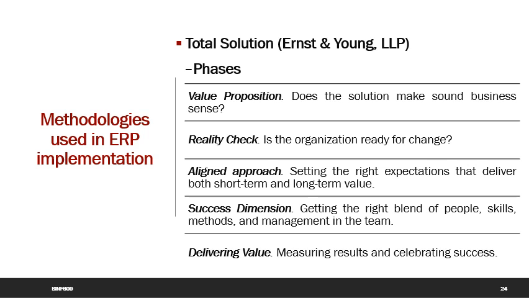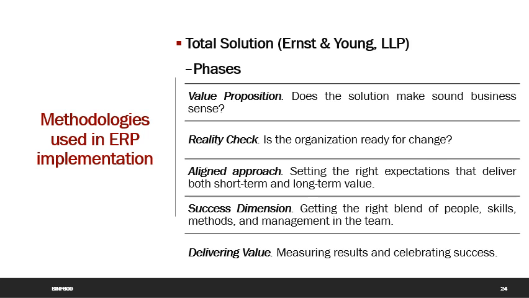While ERP solutions have become more matured and stable over the years, they are still difficult to implement and manage. Ernst & Young have developed a systematic way of approaching system re-engineering called the total solution. This approach has 5 components.